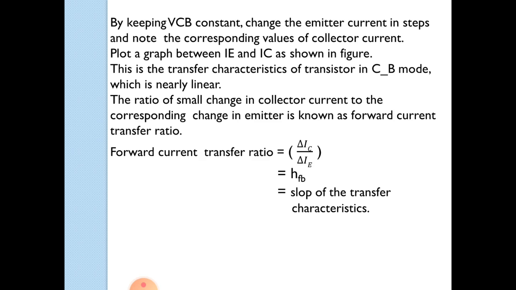So students, in this lecture we have discussed the modes of operation in a transistor and the characteristics of the transistor. I hope you understand the topic. Thank you.